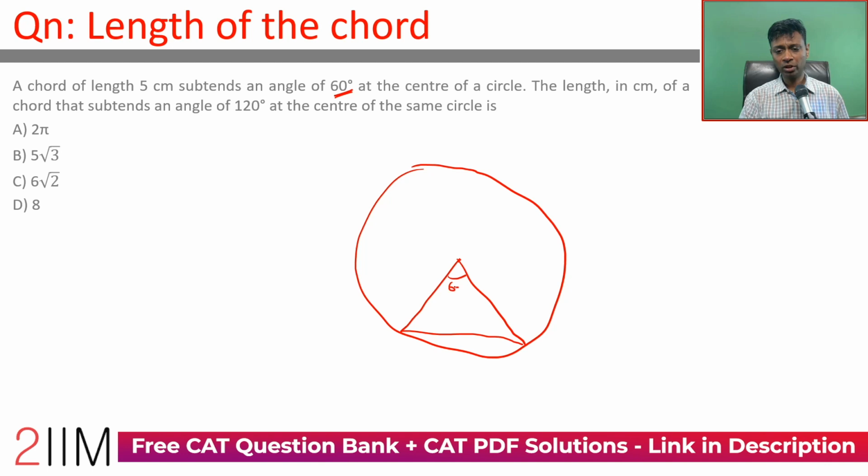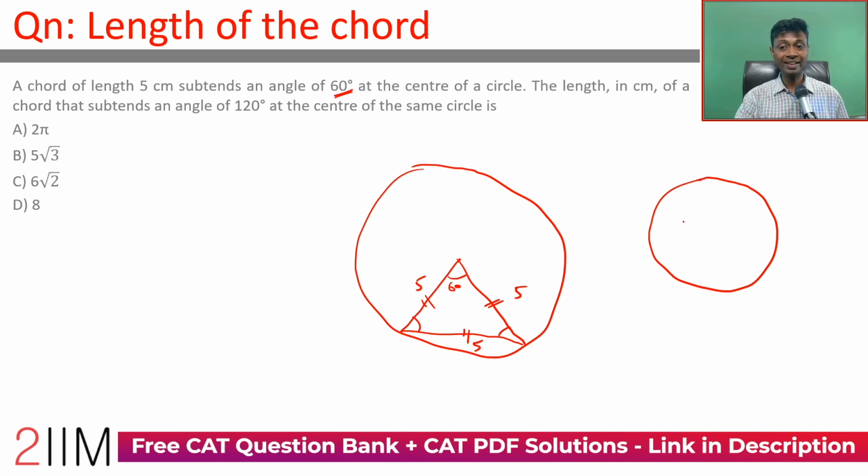Think about this. 60. Any chord and angle at the center, these two are radii. These two are equal. Now this is 60 degrees. That means these two angles are equal. They are also 60. So our circle has a radius of 5. Now angle of 120 at the center.